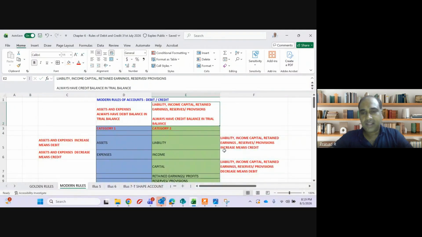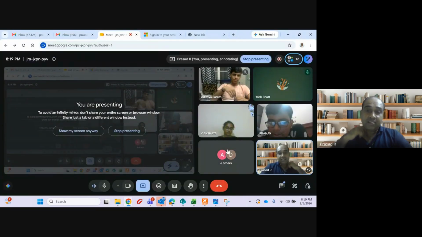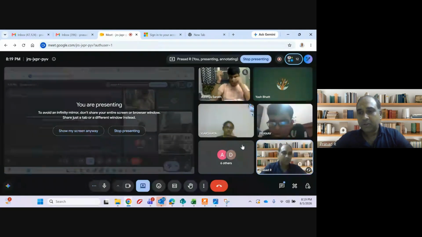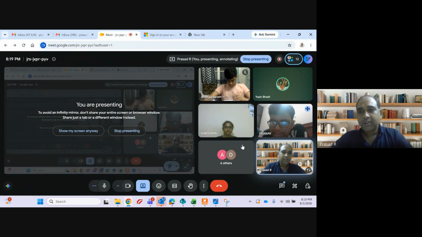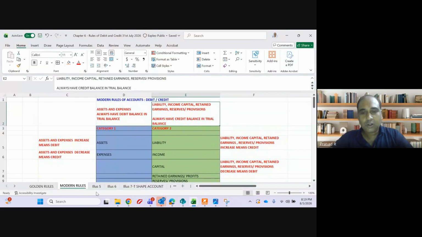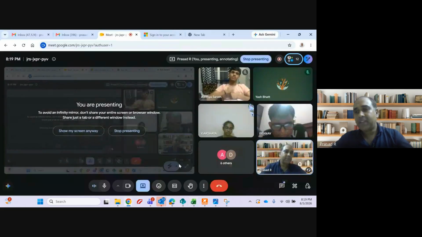Credit balance. Capital increase means debit or credit? Whenever capital increases, we have to credit. Whenever capital decreases, we have to debit. This is the concept. Why am I repeating this concept so many times? Because now we are preparing a capital account.